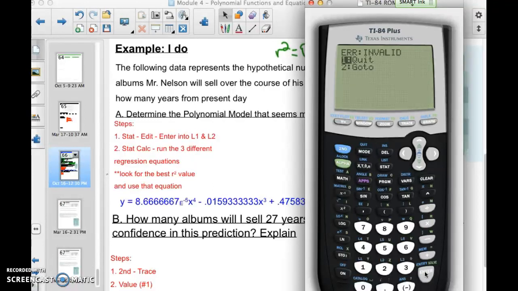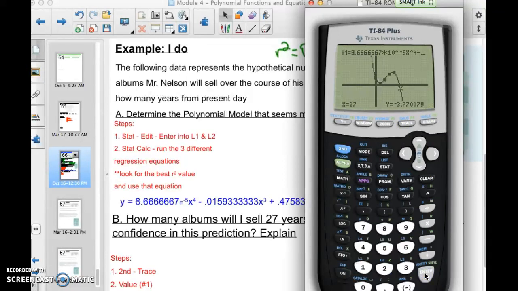And it says error invalid. If you ever get that screen, I'll hit second mode to quit, then hit graph. That just means the window isn't big enough. All right? So I'm going to hit zoom out and hit enter, enter. That should give me a big enough window, because we needed to have 27 available on this x-axis, and before it wasn't. So now I'm going to repeat the same thing, second trace, value, and x equals 27.